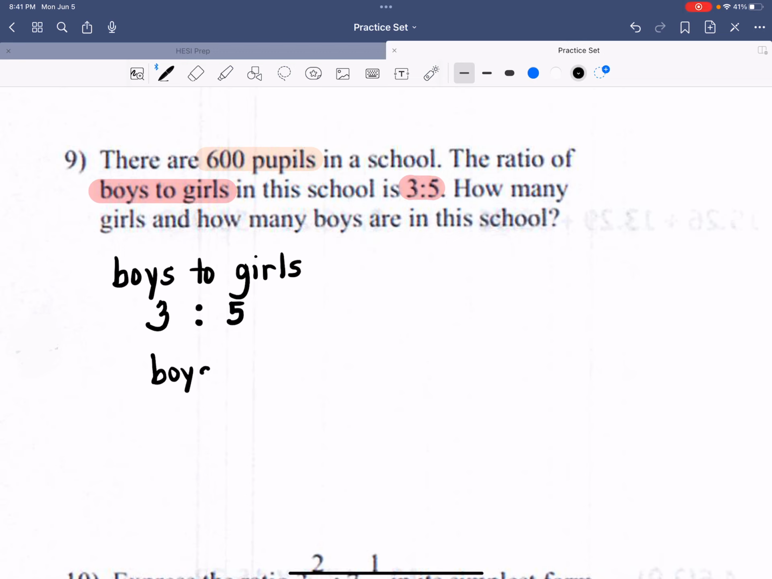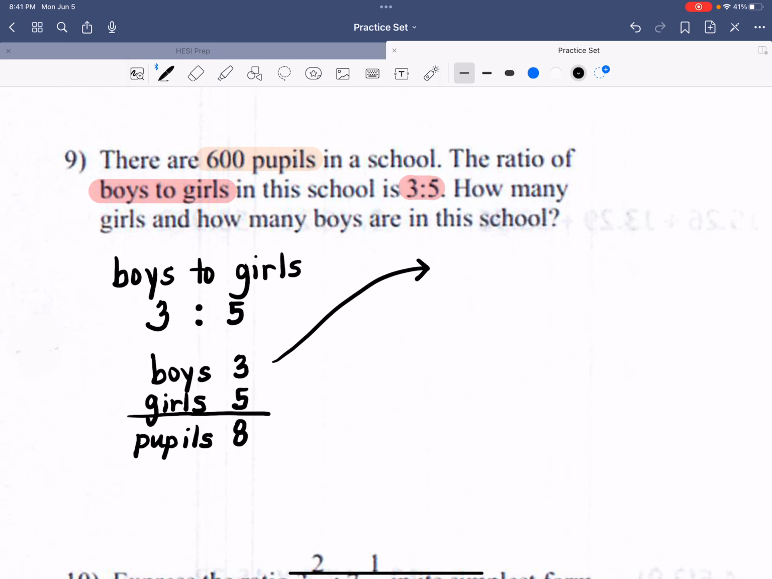There are 3 boys for every 5 girls. And together, that would be 8 pupils, students. So for every 8 students, 3 of them are boys and 5 of them are girls. And then we're going to do some proportions. So I'm going to work with the boys first.